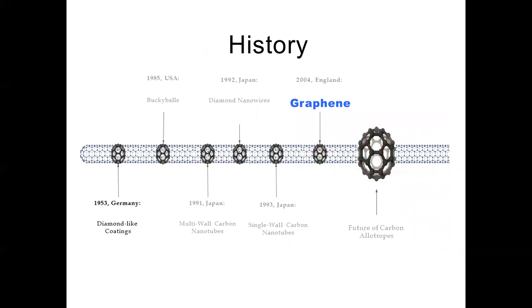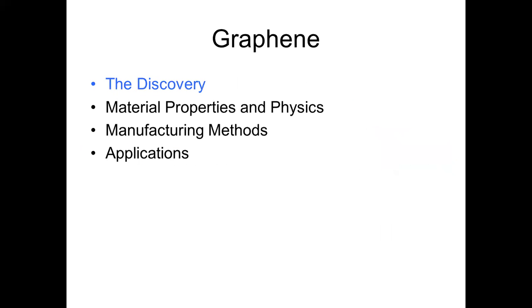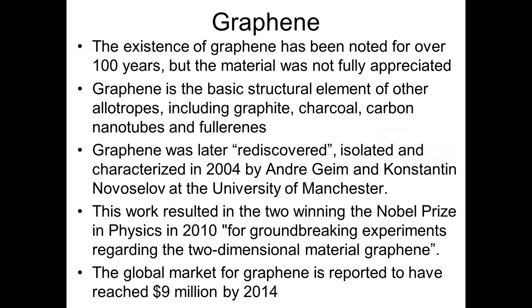So now let's finish our presentation and look at graphene. Graphene was really researched highly, or I guess went mainstream, in the year 2004. So again, as we did in the past processes, we're going to look at the discovery, the material properties, the manufacturing methods, and the applications. The existence of graphene has been noted for over 100 years, but the material itself was not appreciated until the year 2000 or so.